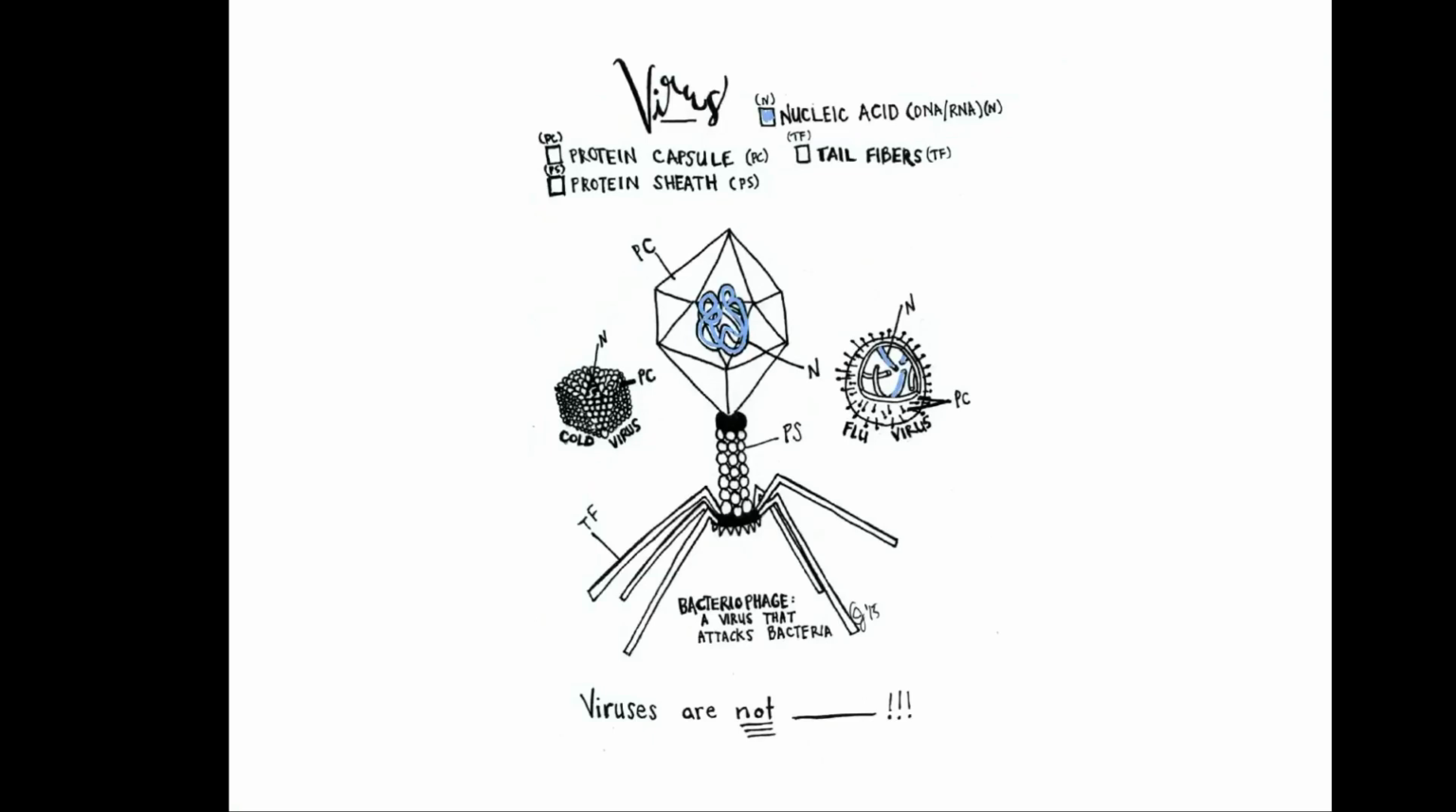And one of those things is, what are they made of? Well, they're made of genetic material, either DNA or RNA, which is the blue, and protein. And so all the other colors are different types of protein. And this specific virus in the middle is one that infects bacteria.